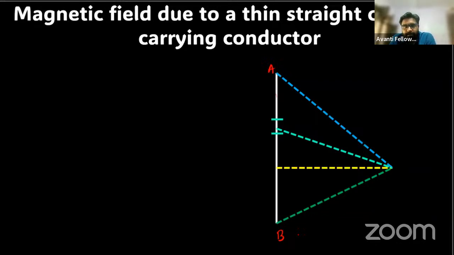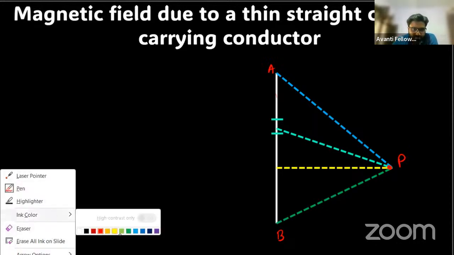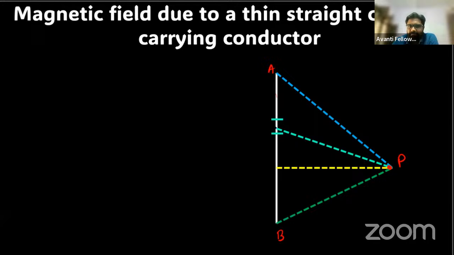Okay, keep it up. So this AB is a current carrying conducting wire. This is a thin straight current conducting wire. Now this is a particular point P, where we have to find out the value of magnetic field at this particular point. The direction of current is up, and let's say the current that flows in this wire is I.